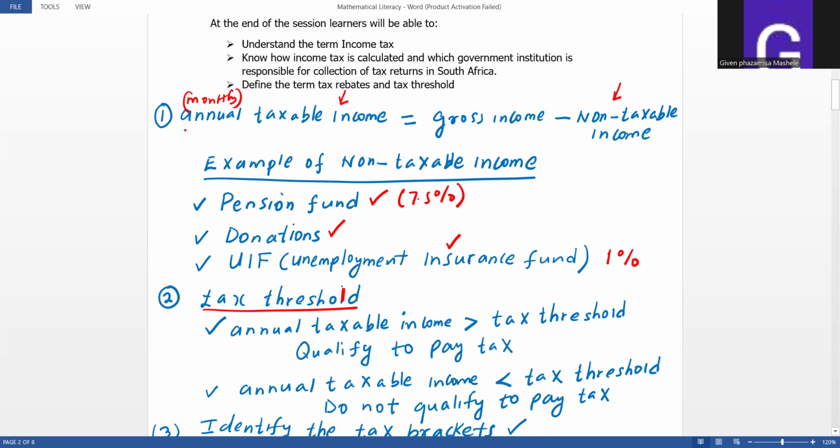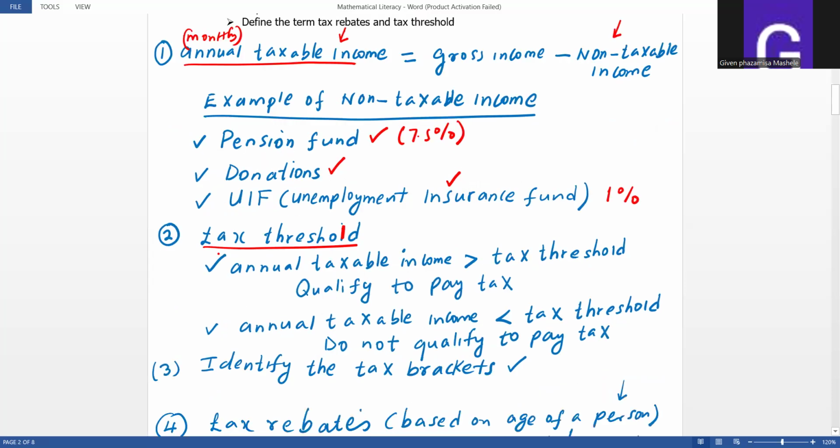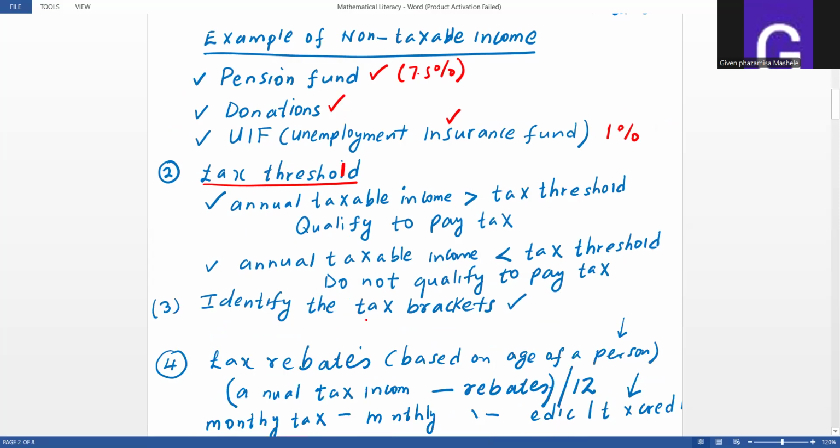Then thirdly, remember I said the tax threshold is just an income level which can tell us whether the person qualifies to pay tax or not based on his or her taxable income. And also the issue of identifying the tax bracket to which the person falls, to check whether this person qualifies to pay tax or not.